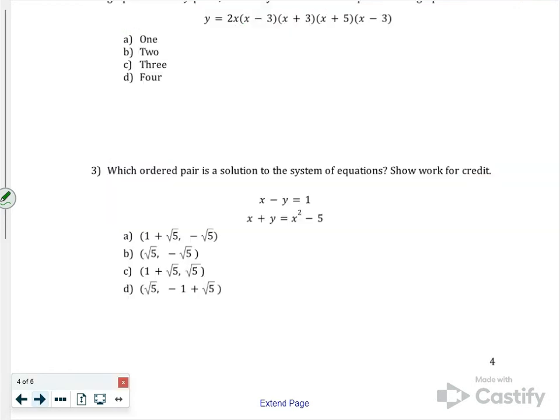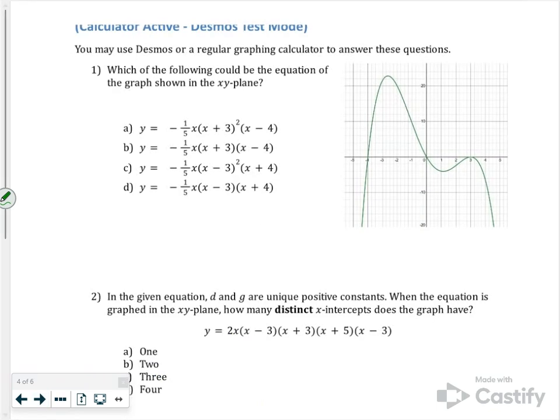All right, let's take a look here. Okay, so this is the Desmos active section, and I'm probably going to make a third video for a few of those problems, because I think Desmos is really the way to do those problems. But number 1 and number 2 do not require Desmos.